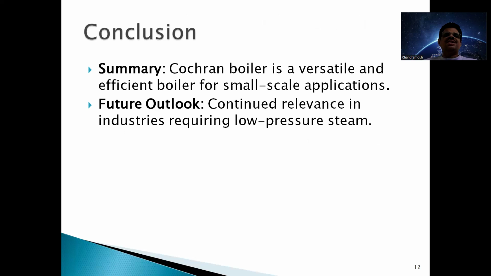So finally, this Cochran boiler is versatile. That means it's a multi-purpose and an efficient boiler, and it can be used for small applications. So this is all about this one. Any doubts?